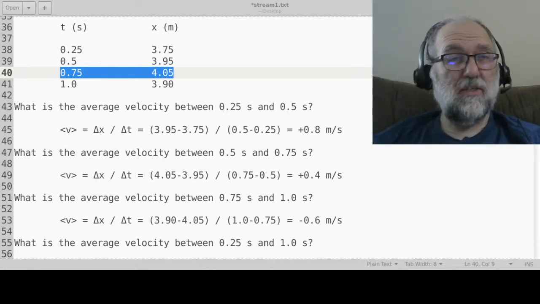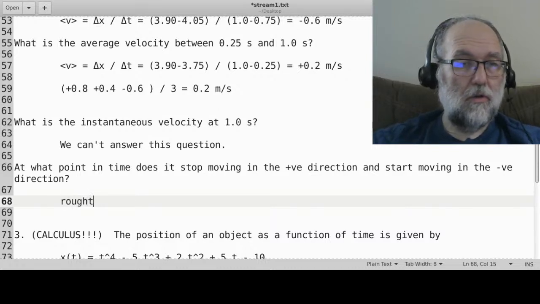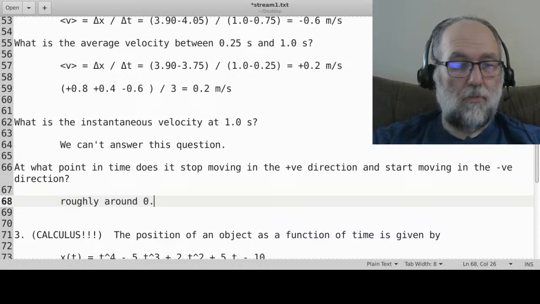You could guesstimate and say roughly around 0.75 seconds. And you go, well, where did you get that number?